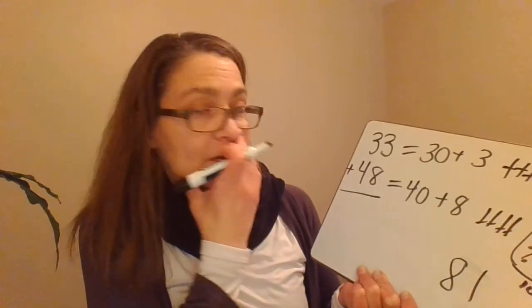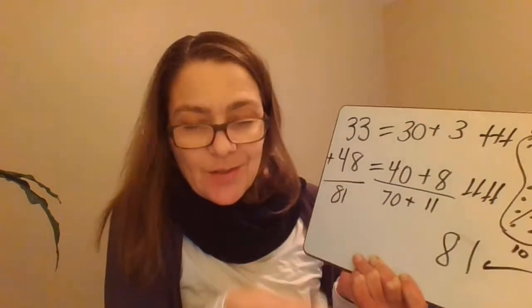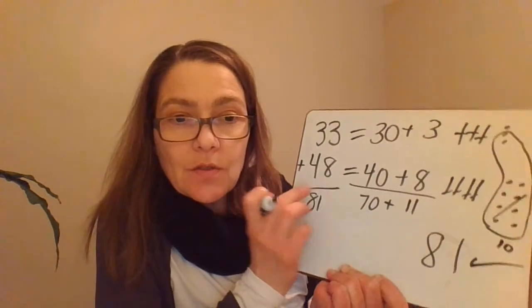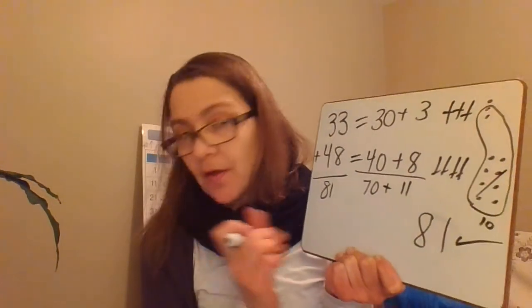Okay, now let's see if that's correct. I'm going to do it the other way. 8 plus 3, 8, 9, 10, 11. I double checked, so I don't even have to go to my hundreds grid. I did it 2 ways and I double checked. So make sure you got 81 as well on 3.